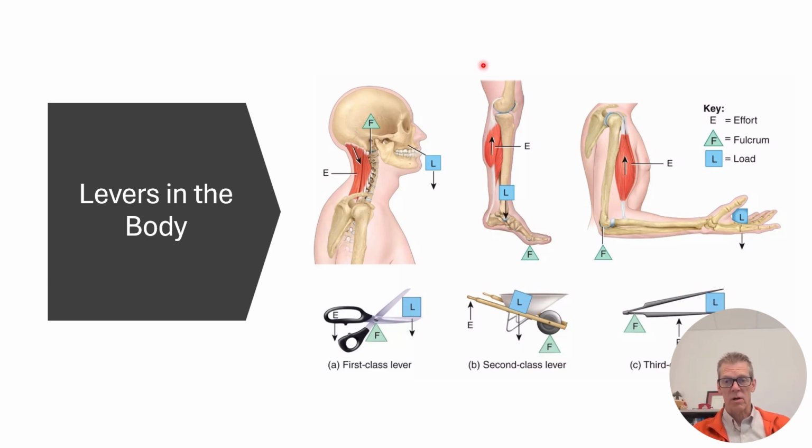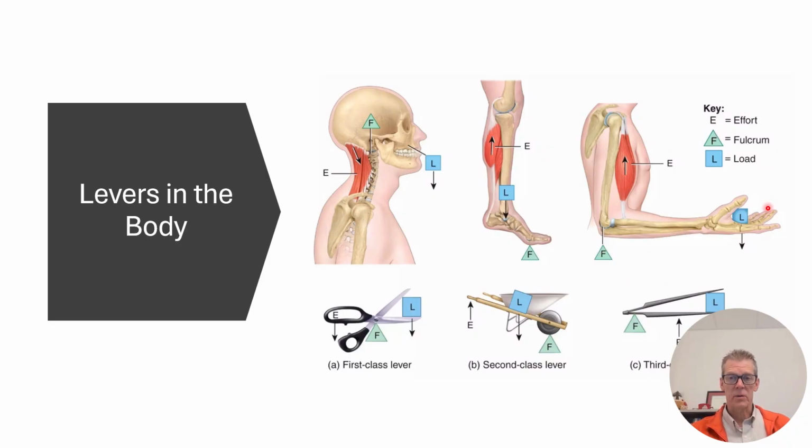So we get a much more efficient mechanical advantage here with this class 2 lever. We can compare that to a wheelbarrow. You can lift a lot of load with a wheelbarrow because it's a class 2 lever and our effort is further away from the axis of rotation.